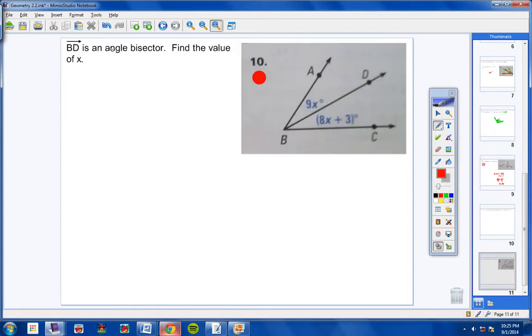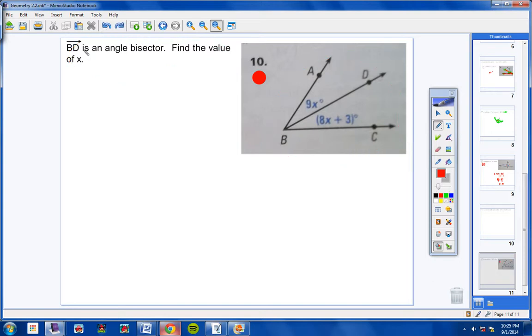Okay, copy this in your notes if you would, please. Ray BD is an angle bisector. Find the value of x. Copy this into your notes, and then copy this into your notes right here. I'll give you just a second to do that. Okay, here we go, students.